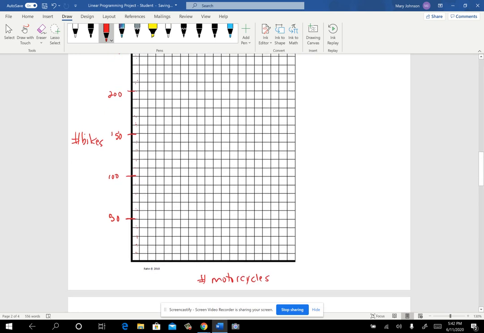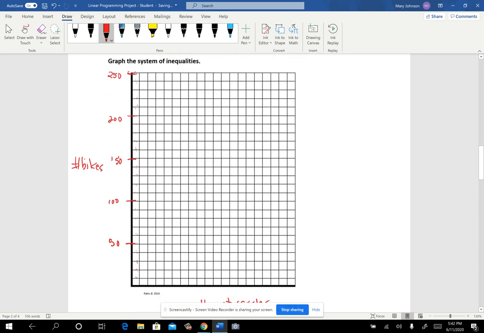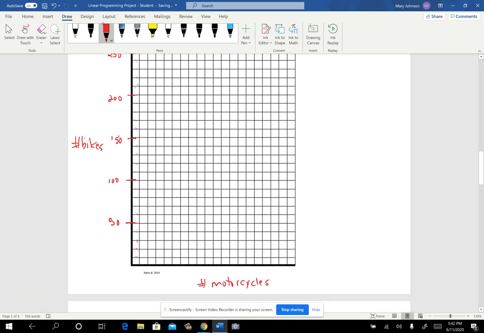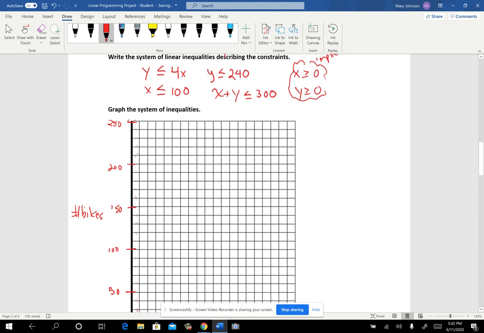And then motorcycles probably just need to be a little past 100. So 1, 2, 3, 4, 5. We'll go ahead and do that. 1, 2, 3, 4, 5. Okay, so that's 50. That's 100. So we have more room on that one, but we probably don't need it. Okay. All right. So now all of that just to get ready to graph.